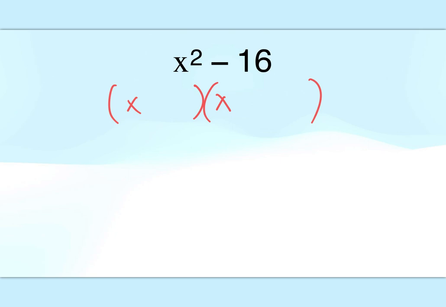If it has to add to 0, one of them has to be positive, the other one has to be negative, because those are the only things that will add to 0. Unless it's 0, but that wouldn't work. So what are the two numbers? 4.